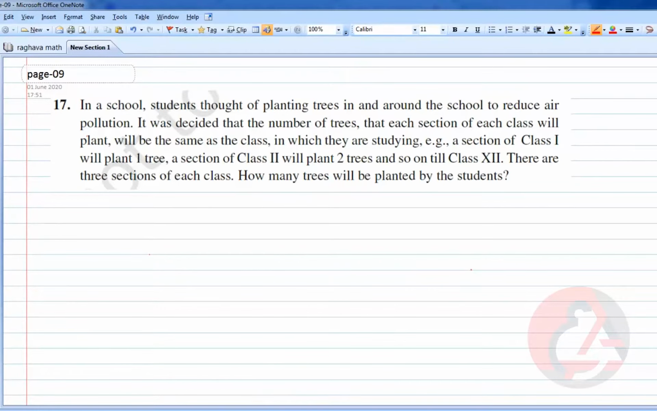Keep it in mind: first class has 3 sections, second class has 3 sections, third class has 3 sections. The first class will plant 1 tree per section, the second class will plant 2 trees per section. So how many trees will be planted by the students? This is the question. Try to understand the question and connect it. It's actually a very easy question.